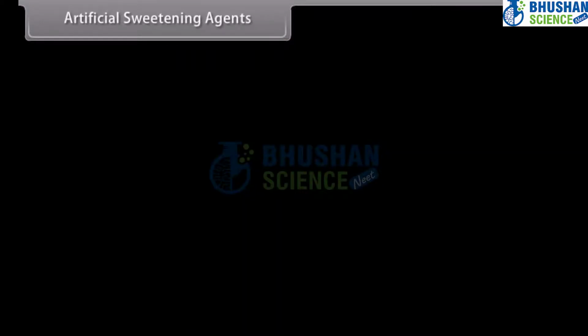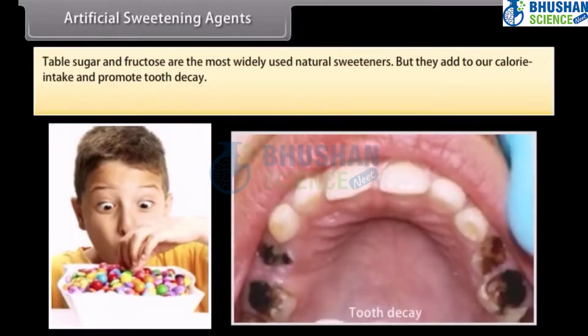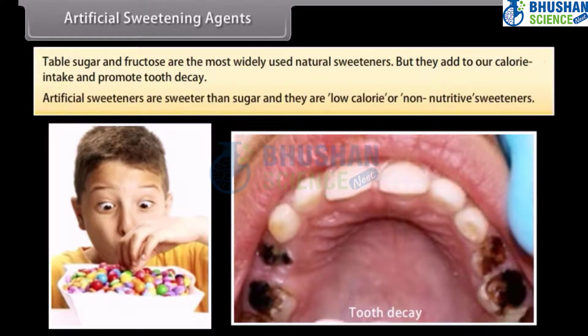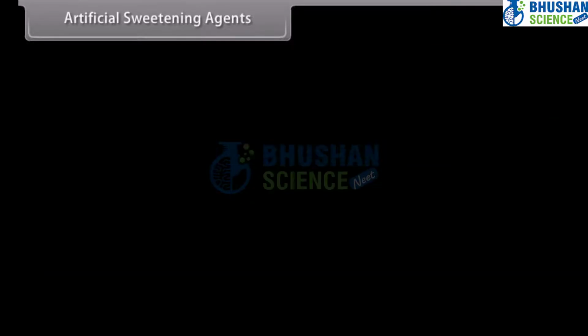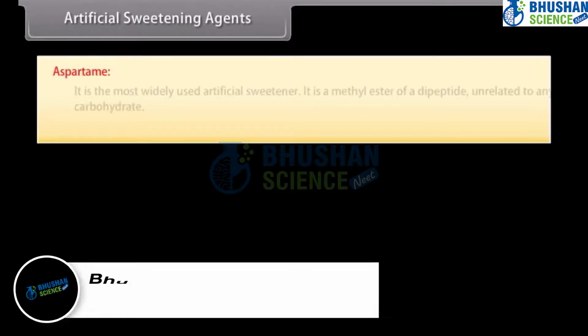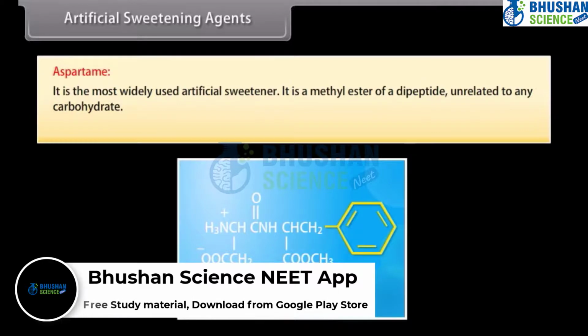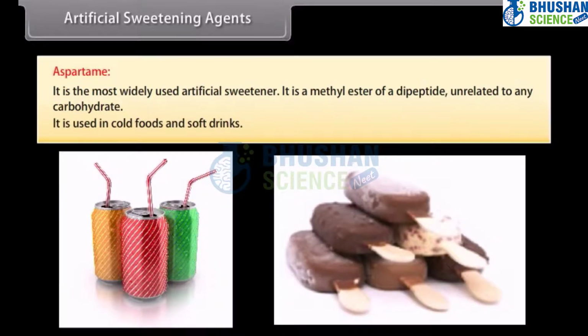Artificial sweetening agents. Sweetness is a matter of taste, but almost everyone has a craving for sweets. Table sugar and fructose are the most widely used natural sweeteners, but they add to our calorie intake and promote tooth decay. Artificial sweeteners are sweeter than sugar, and they are low-calorie or non-nutritive sweeteners. Aspartame. It is the most widely used artificial sweetener. It is a methyl ester of a dipeptide unrelated to any carbohydrate. It is used in cold foods and soft drinks.